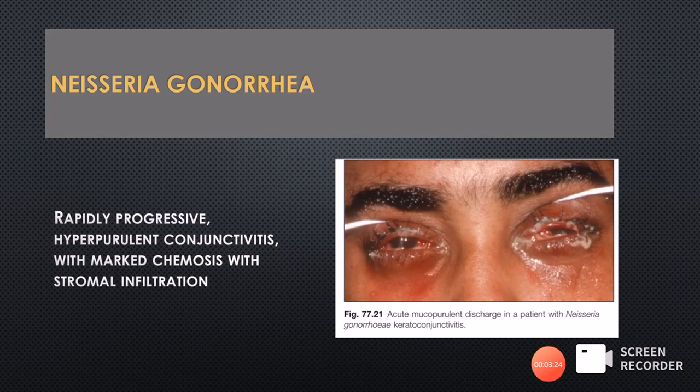Another gram-negative organism which can cause keratitis, but mostly causes very severe hyperpurulent conjunctivitis with marked chemosis of the lids, and stromal infiltration can also occur. What is important here is the history. The patient will have gonococcal infection in the genitals also. So you have to ask history, and you have to ask about penile secretions also in these patients.